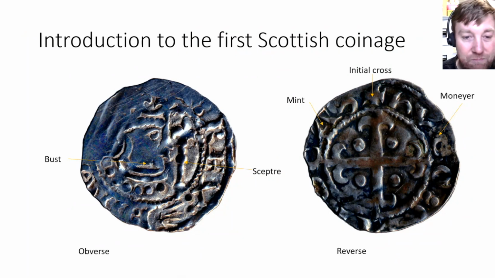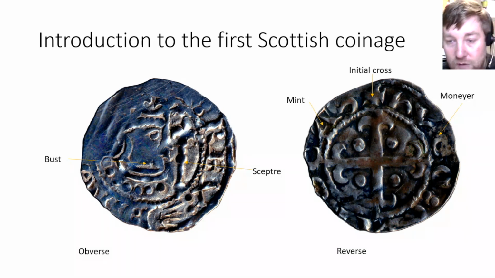This example on the slide here is a coin of David I. And this little layout shows you the basic layout of what we generally see on these early Scottish coins. On the obverse, we have a crowned bust, either facing left or right, and this generally has a scepter in front of the bust. The legend around the obverse generally reads the name of the king, in this case David Rex. We also have blundered legends as well, which I'll come into in more detail a bit later.